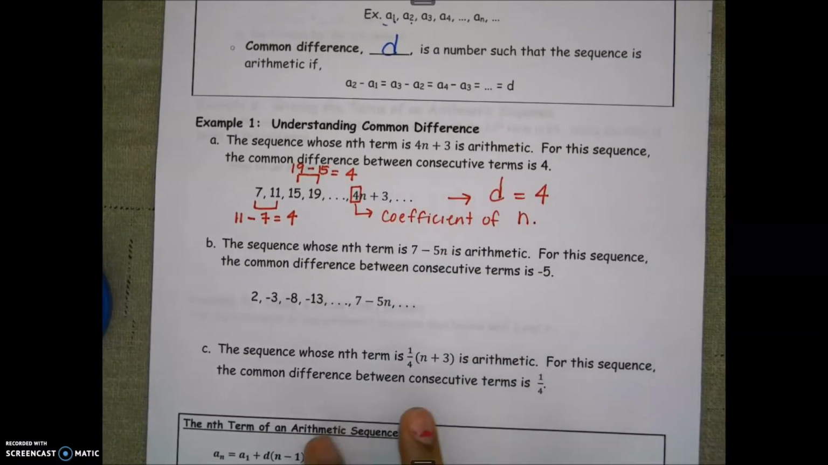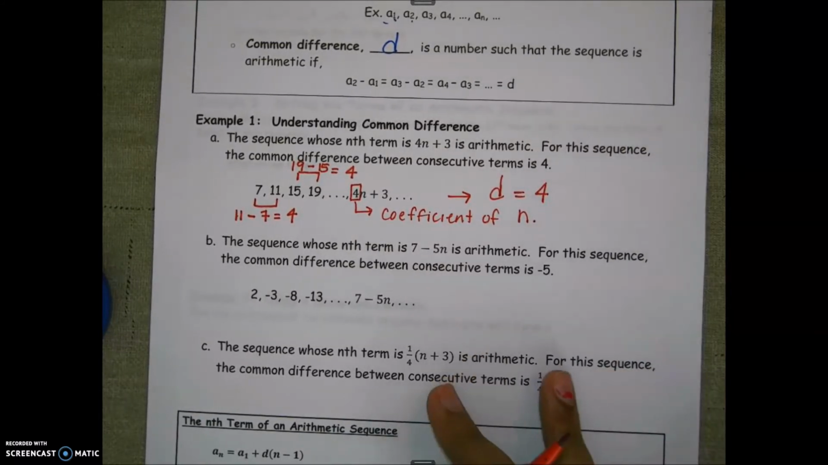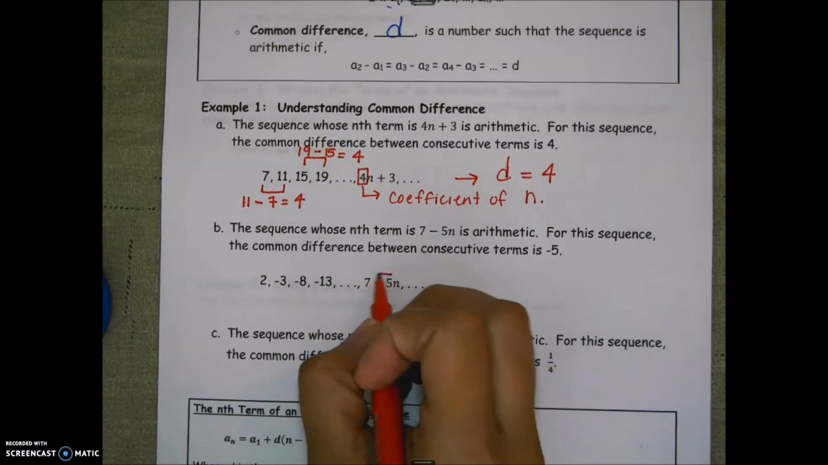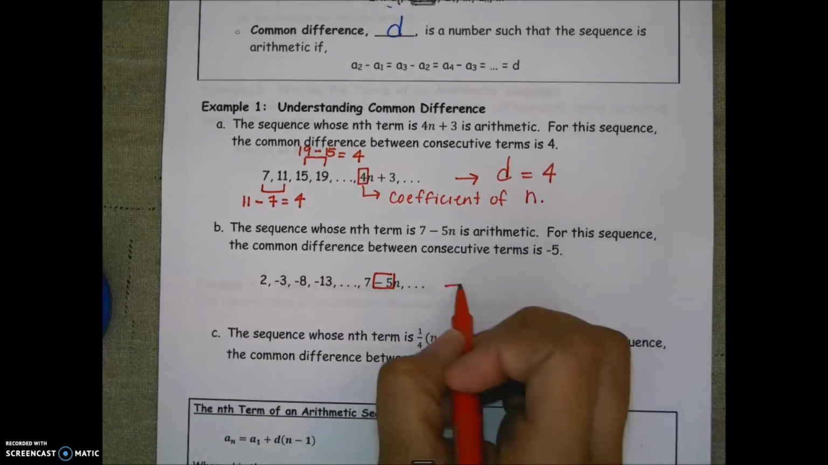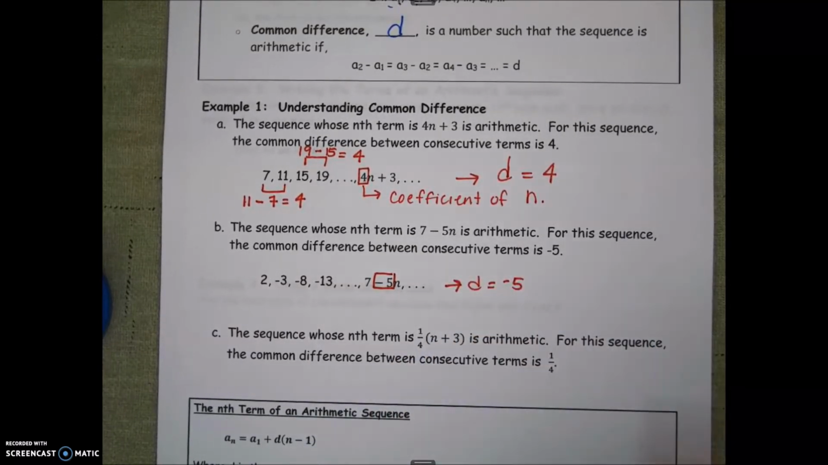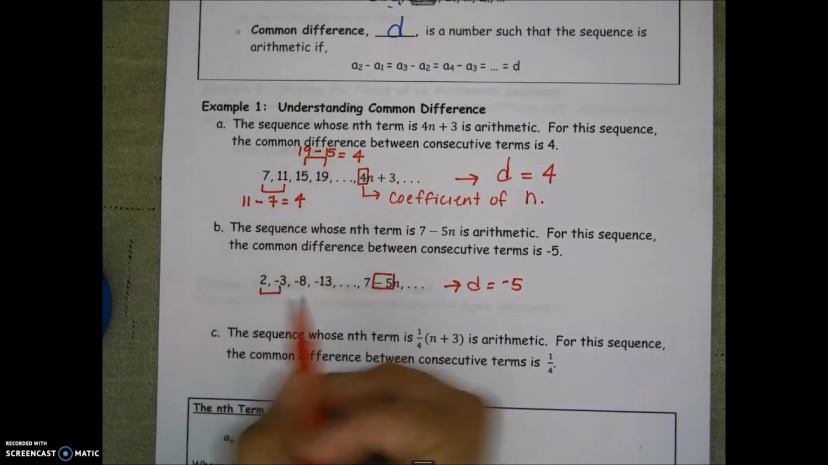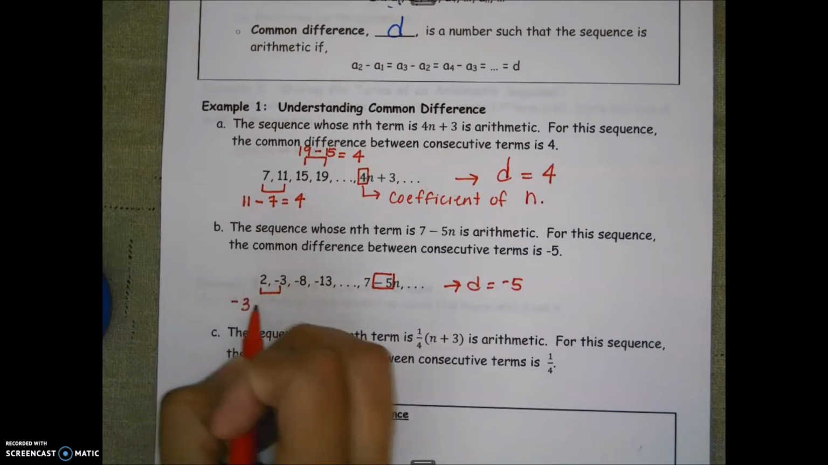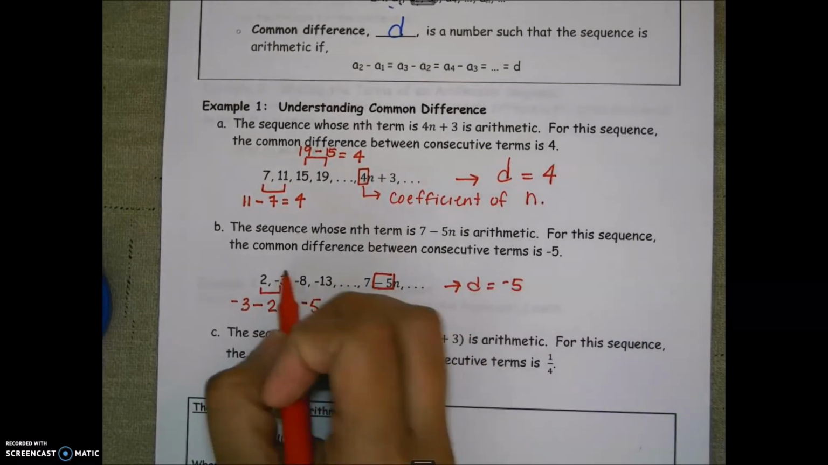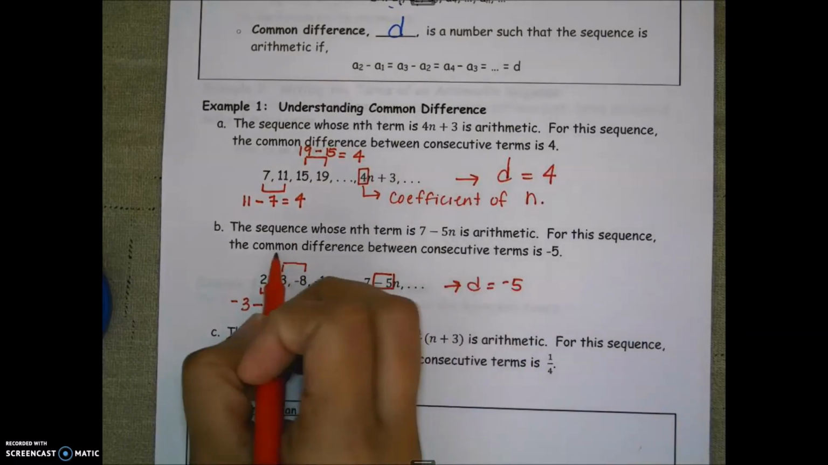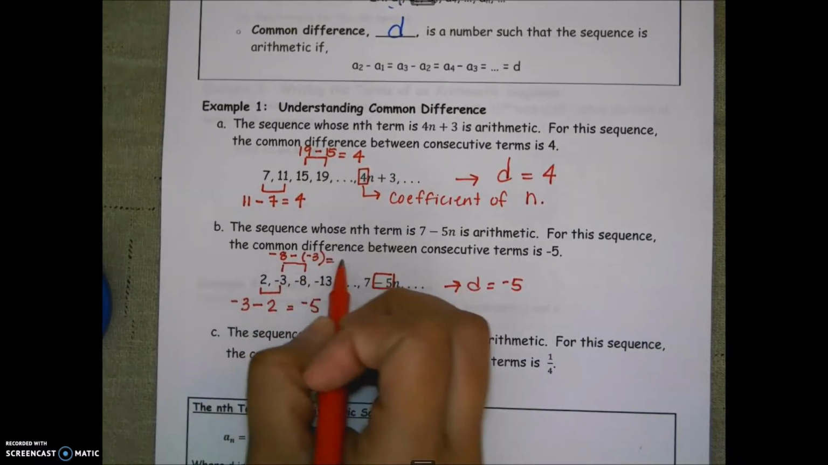All right, on the next example, the sequence whose nth term is 7 minus 5n is arithmetic. For this sequence, the common difference between consecutive terms is -5. Again, one easy way to do this is by looking at the equation, and the equation has a coefficient of -5, therefore the d is -5. If you don't have the equation, okay, then you can look at the terms. Make sure you pick two consecutive terms. So if I pick the first two consecutive terms, I'm going to take the last term, which is -3, minus its previous term, which is 2, and -3 minus 2 is -5. I can take -3 and -8, for instance, and do the same thing. I'm going to take -8 minus its previous term, which is -3, and -8 minus -3 is -5.